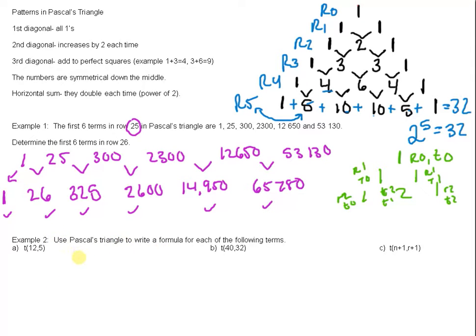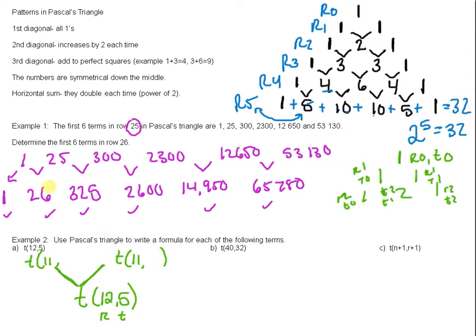So example 2 asks us, use Pascal's triangle to write a formula for each of the following terms. Well, if we have term 12, 5, what this actually means is row 12, and it means term 5. Where did this come from? So I always think, where did it come from? Well, we know that it came from row 11. That's an easy one.